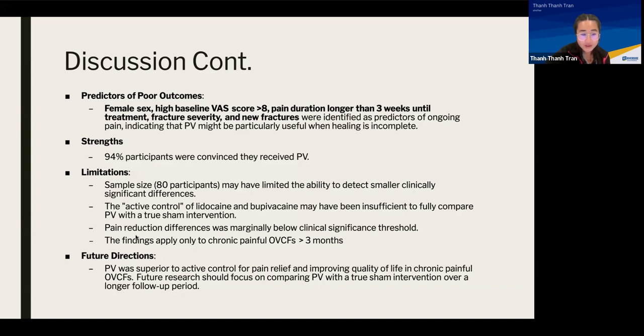And future directions. PV was superior to active control for pain relief and improving quality of life in chronic painful OVCF. So future research should focus on comparing PV with a true sham intervention over a longer follow-up period, more than 1 year, ideally.